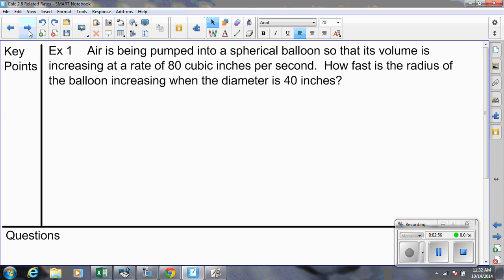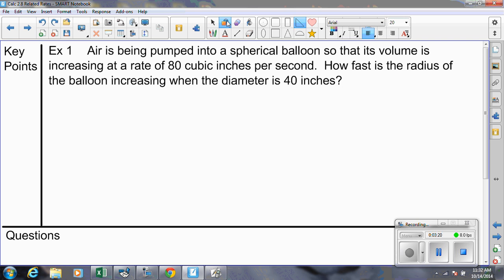Here's our first problem. Air is being pumped into a spherical balloon so that its volume is increasing at a rate of 80 cubic inches per second. How fast is the radius of the balloon increasing when the diameter is 40 inches? Well, first of all, do you understand what's going on in the problem?